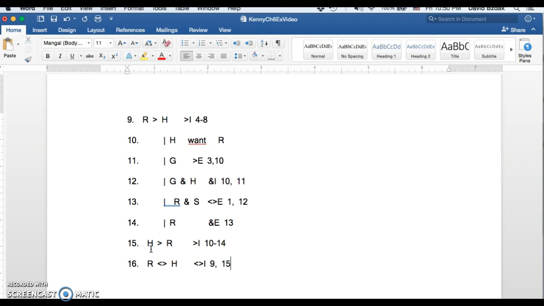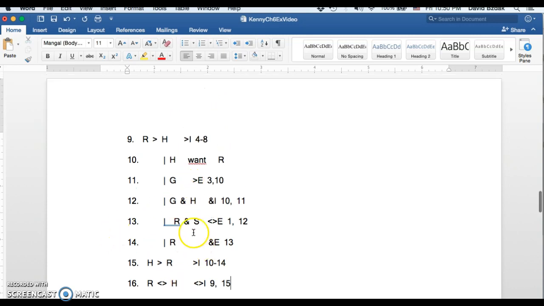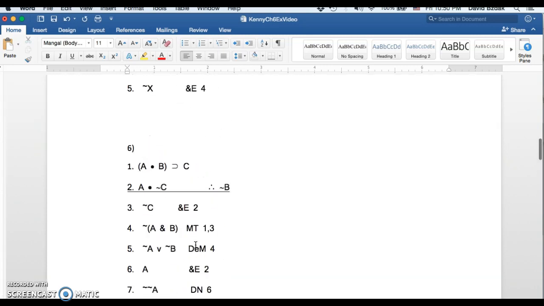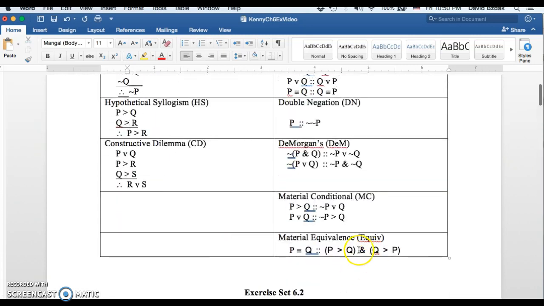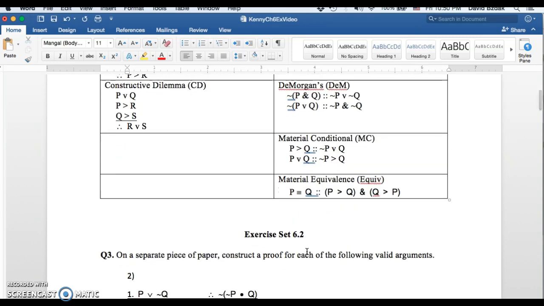So whenever you have biconditionals, you should think about using the conditional introduction rule twice, because a biconditional, as the rule tells us, is just a conjunction of these two conditionals. So if you can get them both, you get the biconditional. I'm about out of time for 6.2. I'll come back with 6.3.